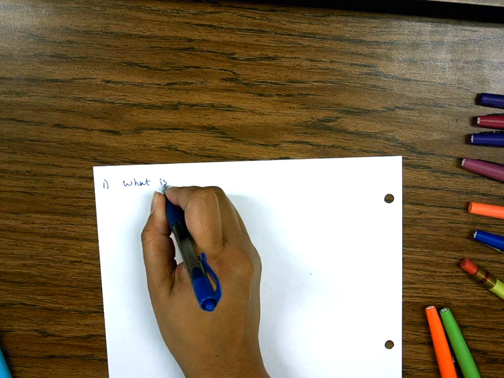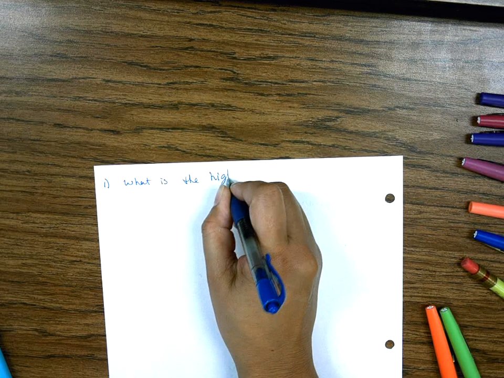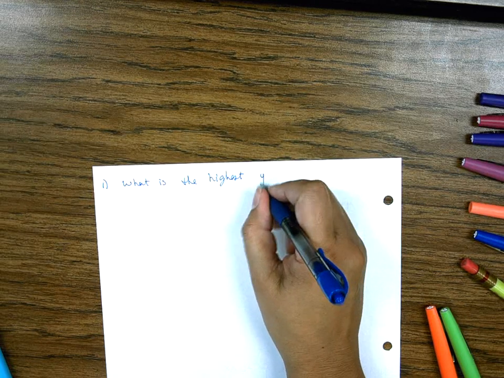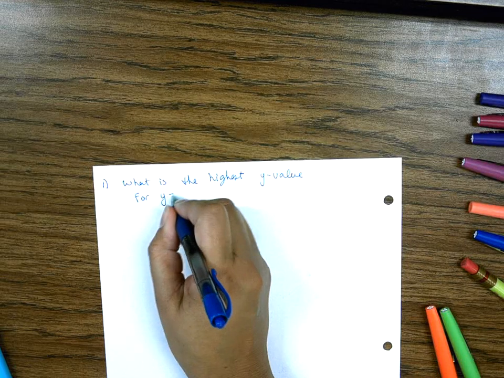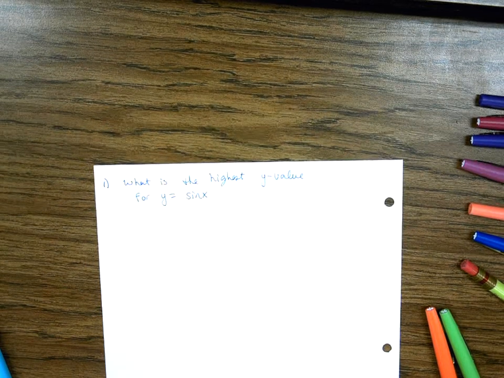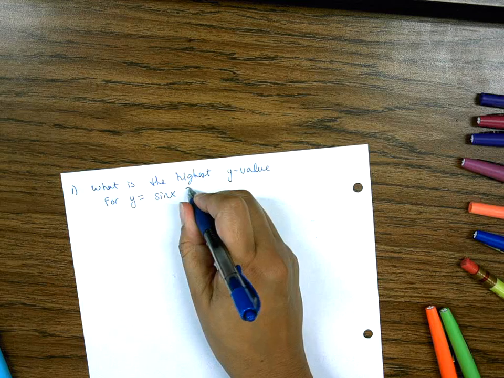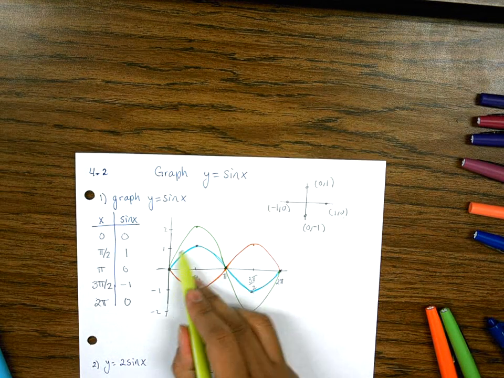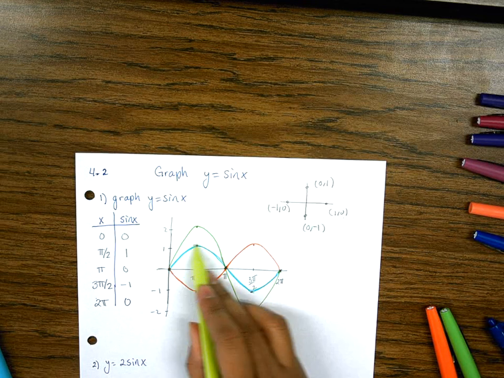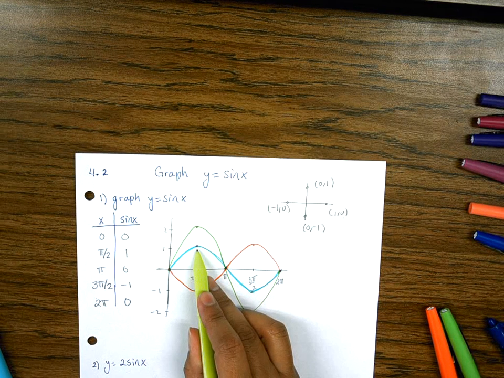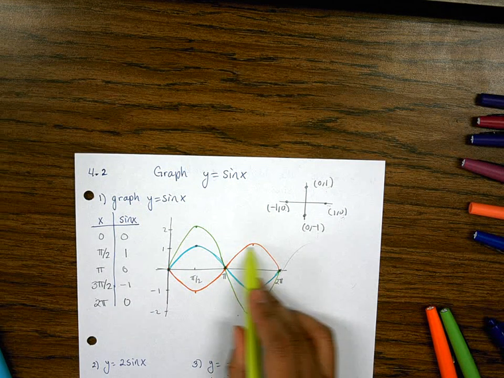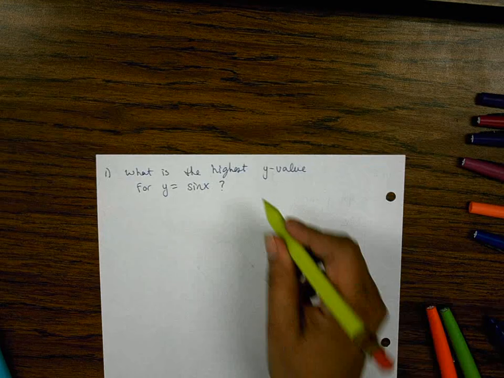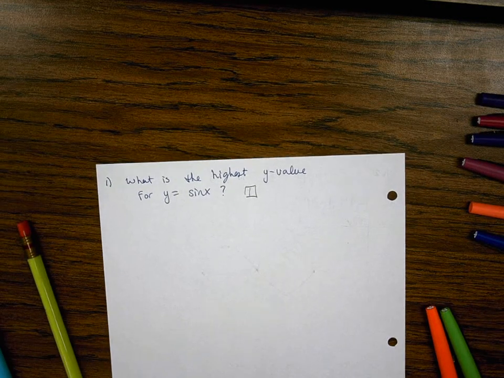Number 1, what is the highest y value for y equals sine of x? What is the highest y value? We just talked about that a second ago. Here's the original y equals sine of x, the one in the blue. And what is the highest point? 1. And it's always going to be 1. Even if I were to graph more periods, it would still be 1. So the answer to that is 1.